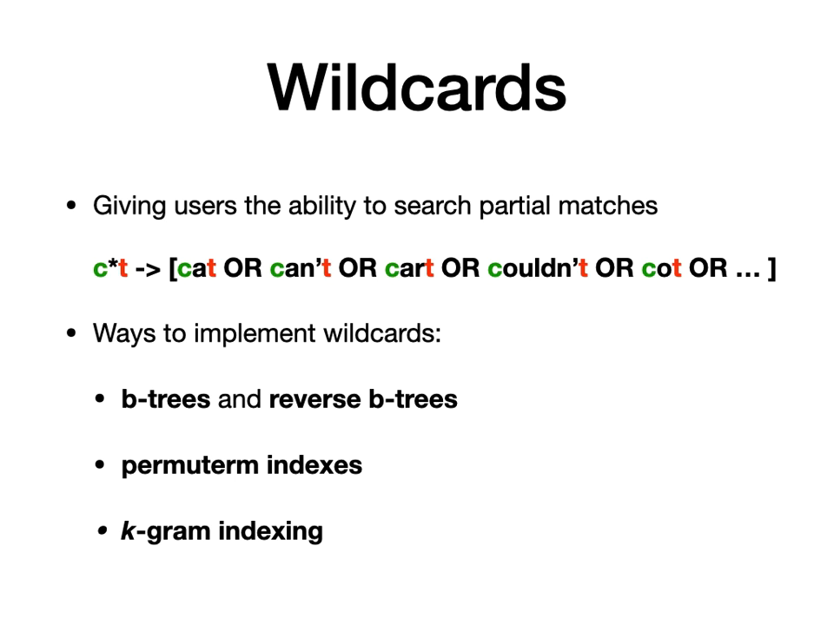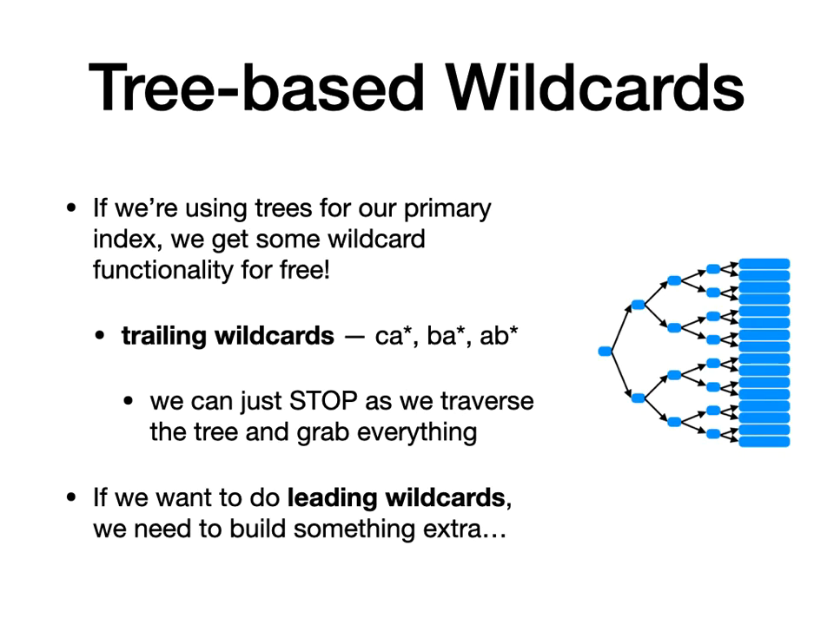So back to trees, right? We've talked about trees. If we're using trees to search our dictionary in our index, we get a little bit of wildcard functionality for free. We can do trailing wildcards very easily, and I'll show you how. The basic idea being that we can just stop traversing the tree and go get everything from it. If we want to do leading wildcards, we'd have to do a little bit extra. So let's talk about how we make this work using trees.